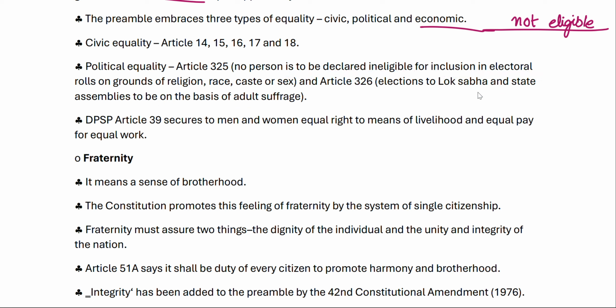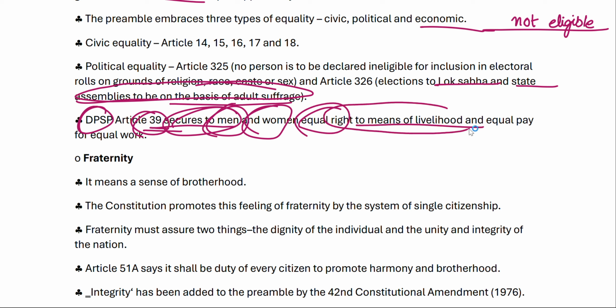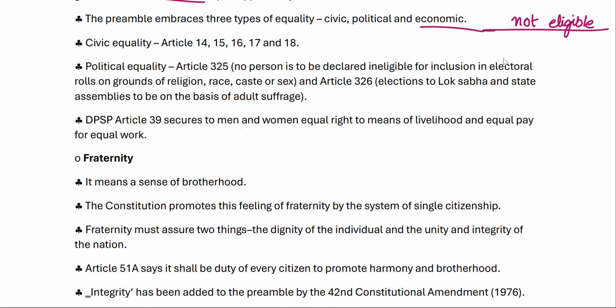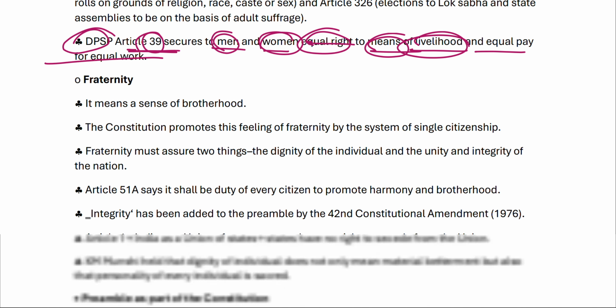And Article 326 says elections to the Lok Sabha and the state assemblies are on the basis of universal adult franchise. Directive Principles of State Policy: Article 39 secures men and women equal right to means of livelihood and equal pay for equal work.